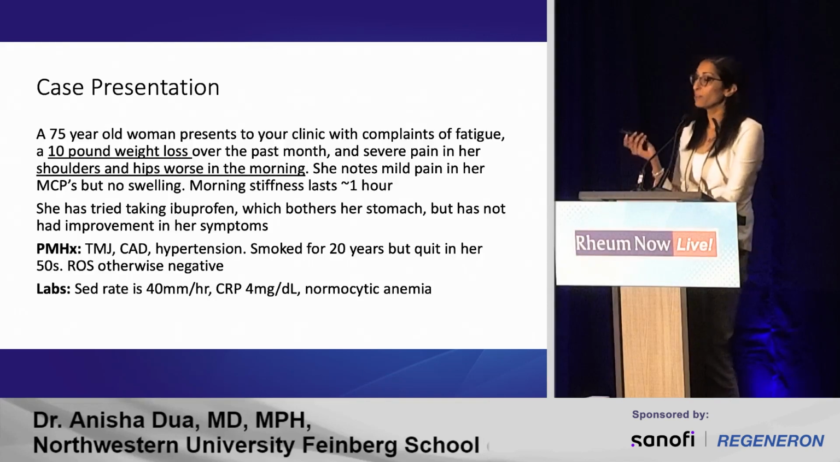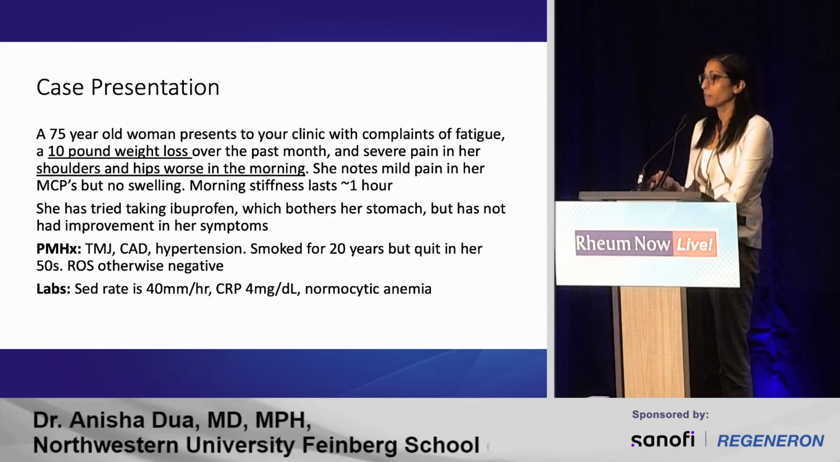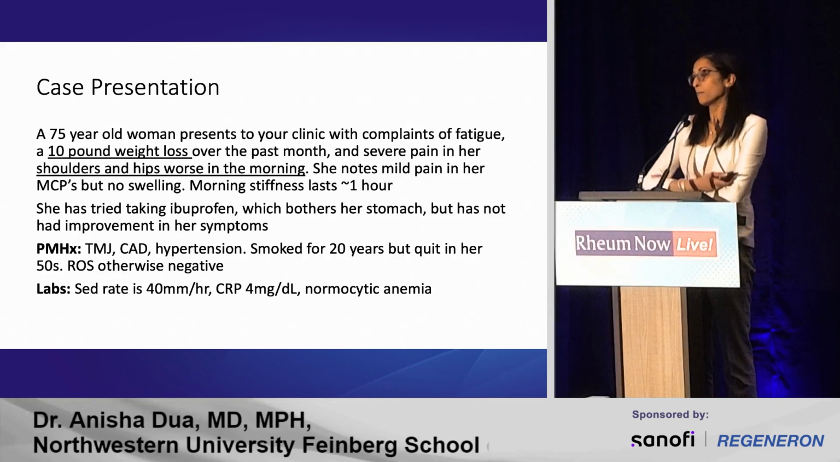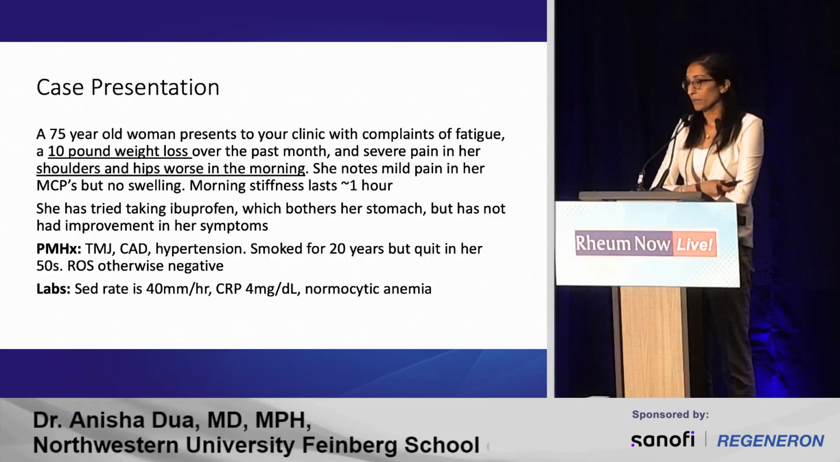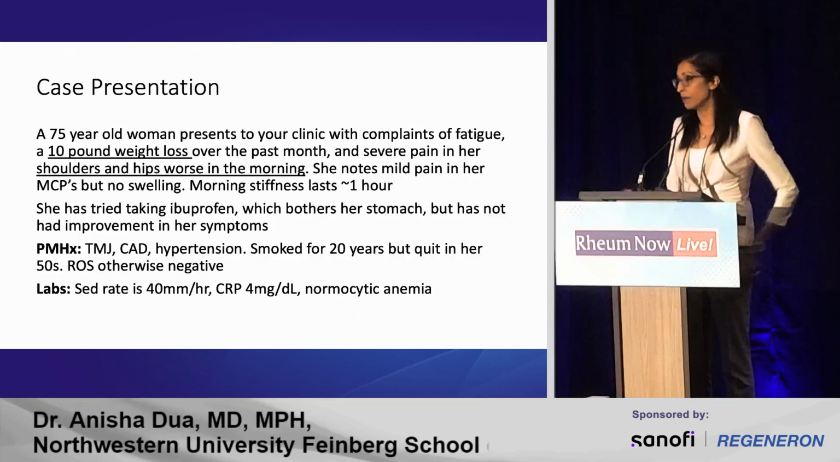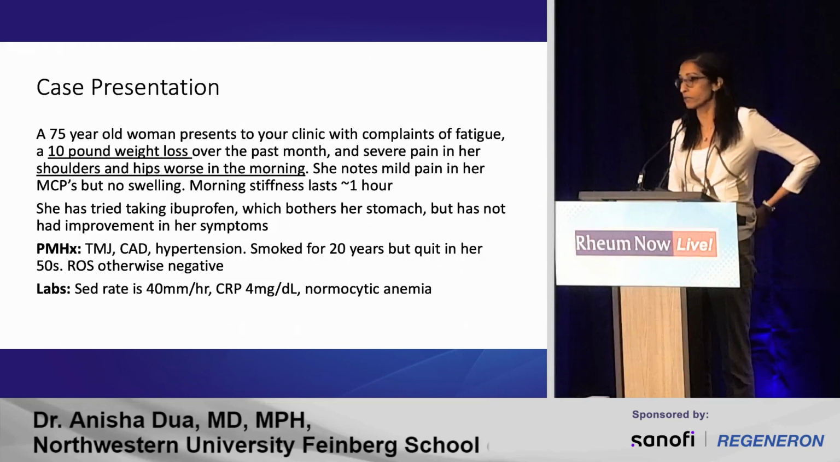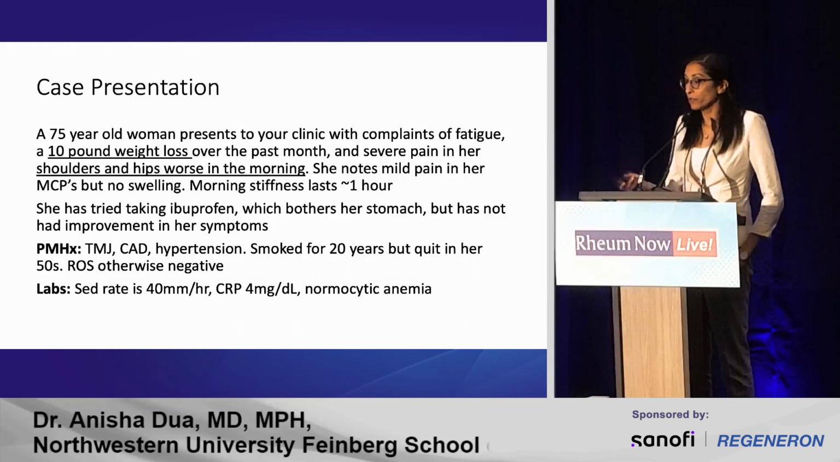This is a 75-year-old woman, comes into clinic complaining of fatigue, a 10-pound weight loss. Over the past month, she has pain in her shoulders and hips, worse in the morning. She's got some pain in her MCPs, but no swelling, and stiffness lasting an hour. She's tried taking ibuprofen, which bothers her stomach. She hasn't had improvement in her symptoms. She has a history of TMJ, coronary artery disease, hypertension. She smoked for 20 years, quit when she was in her 50s, and her review of systems is otherwise negative. Her SED rate's 40, her CRP is 4, and she's got a little bit of anemia.